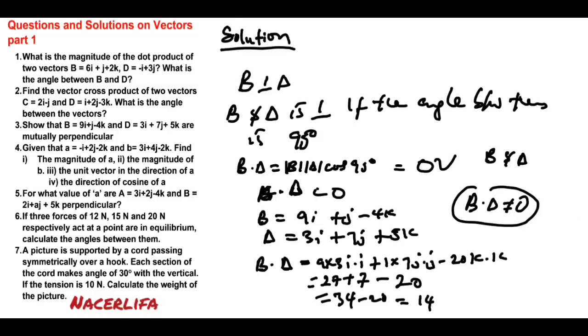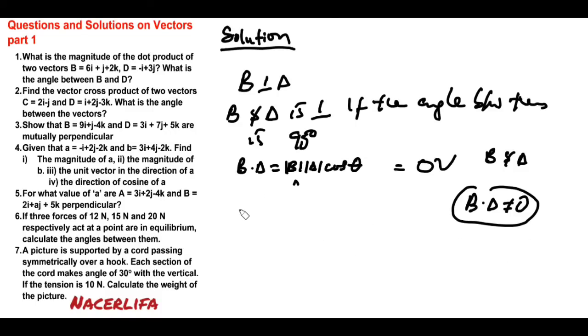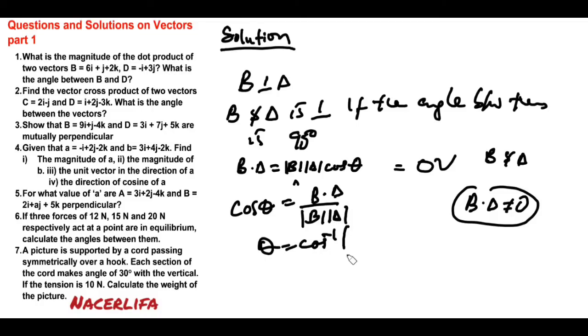So that is when the angle between them is 90 degrees. So we can as well verify this. How do we go about it? To verify this, just make this the subject of the formula. You have b dot d, the magnitude of b, the magnitude of d. You then find the cos inverse.